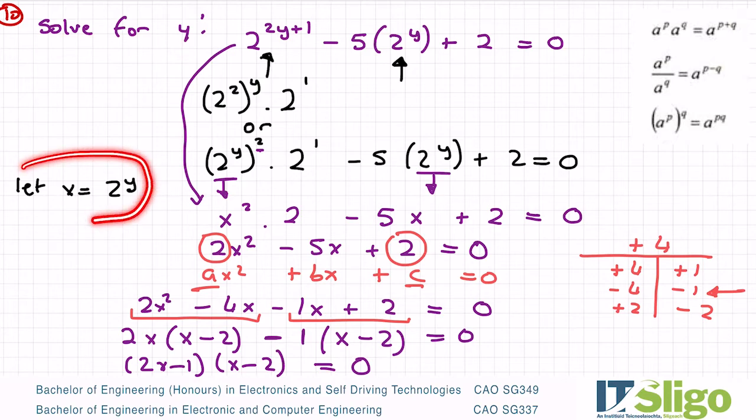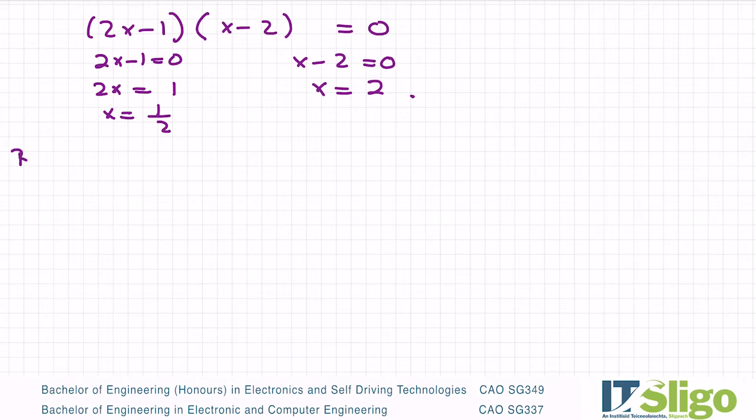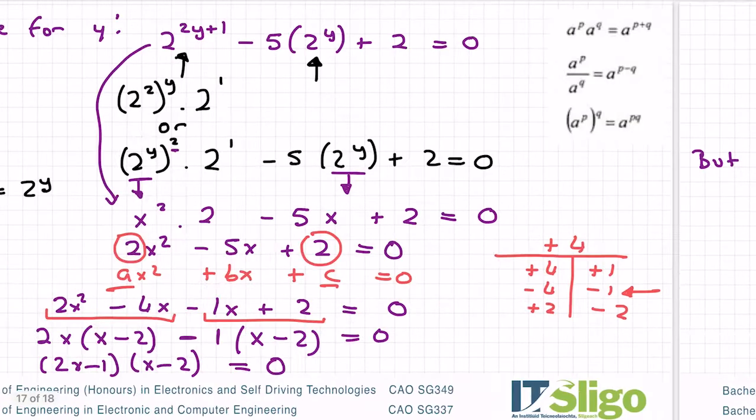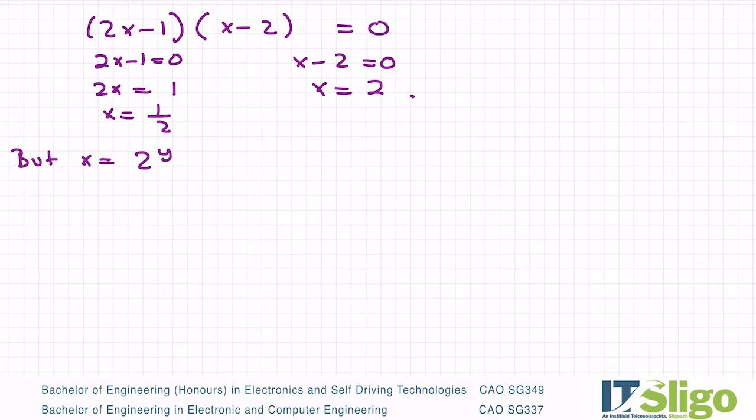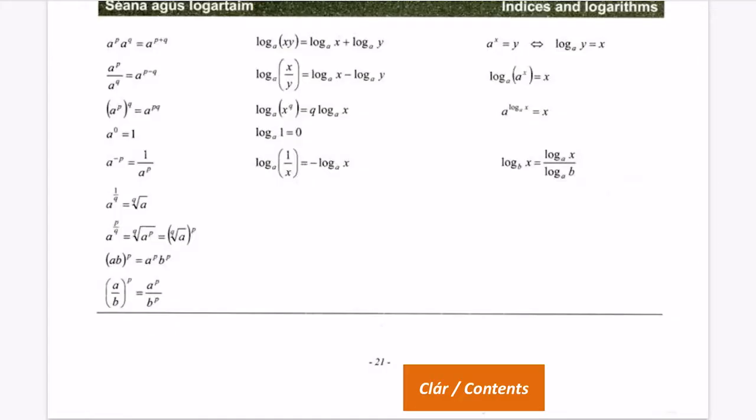So we go back to this substitution that we made just to make our quadratic a lot easier. And we use this. So x was equal to 2 to the power of y, wasn't it? 2 to the power of y. Okay, so let 2 to the power of y be equal to a half, and let 2 to the power of y equal 2. So 2 to the power of y is equal to a half, and 2 to the power of y is equal to 2. Okay, so again, same page, rules of indices and logs.